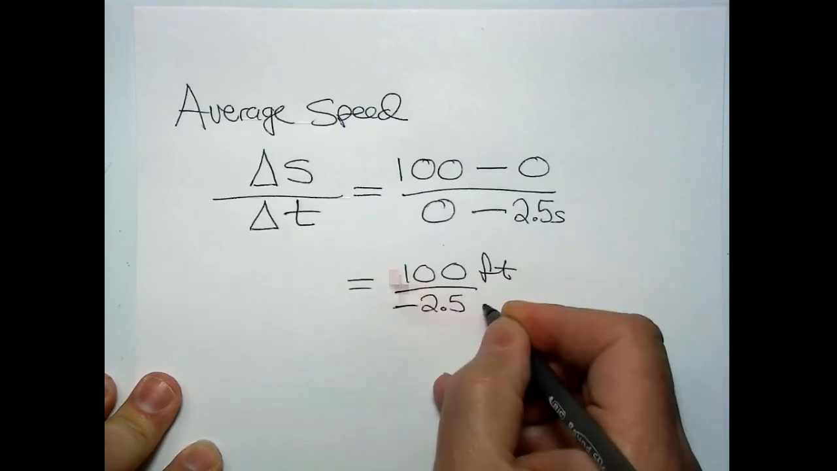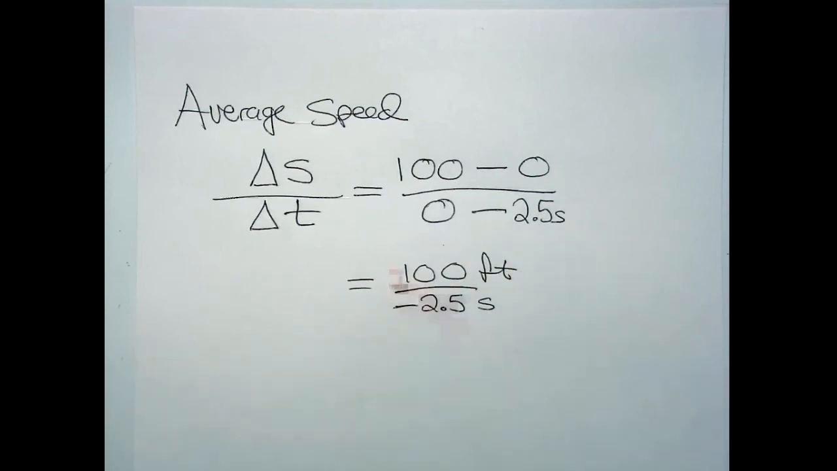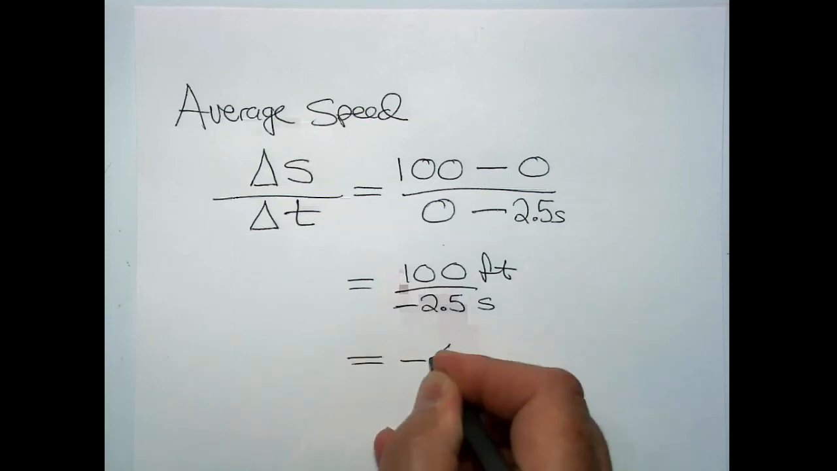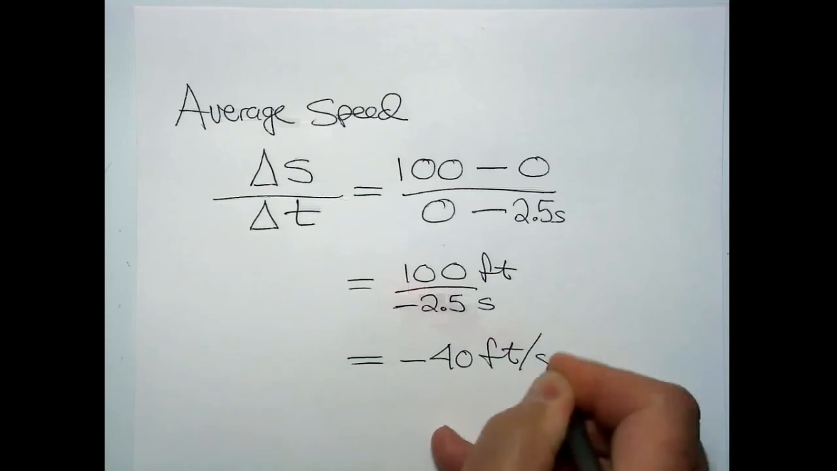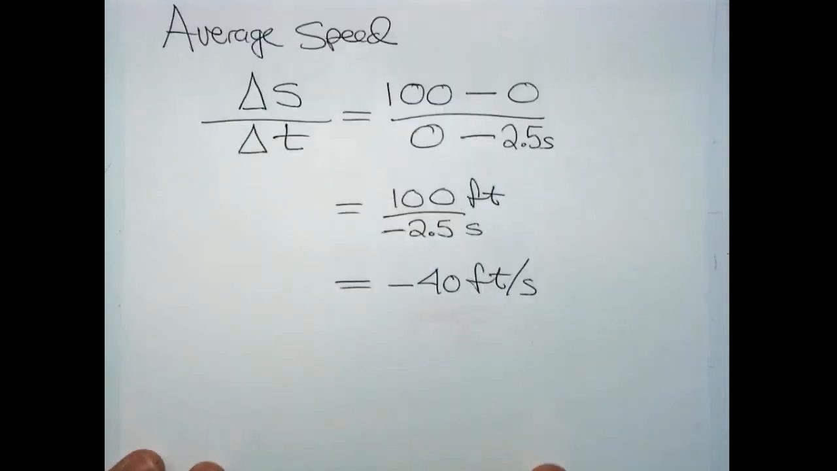Now these are in feet. These are in seconds. So take a look at what you got. You got 100 divided by minus 2.5. It's negative 40 feet per second.